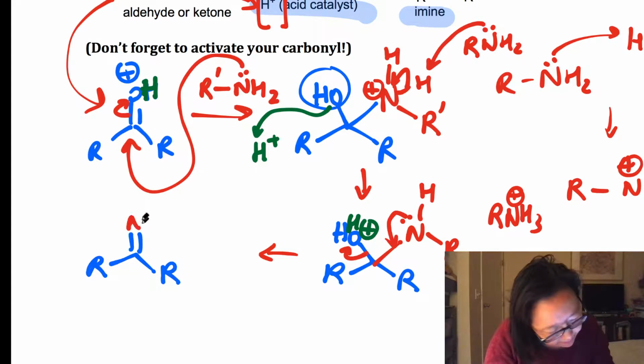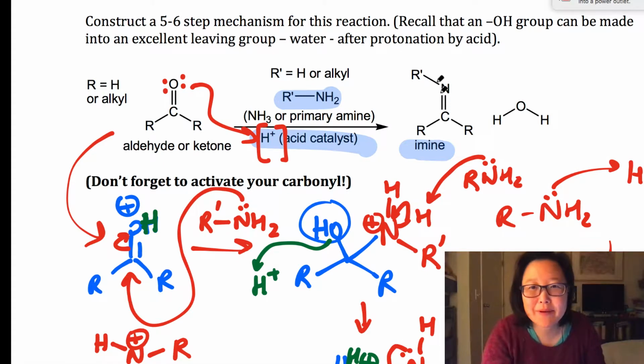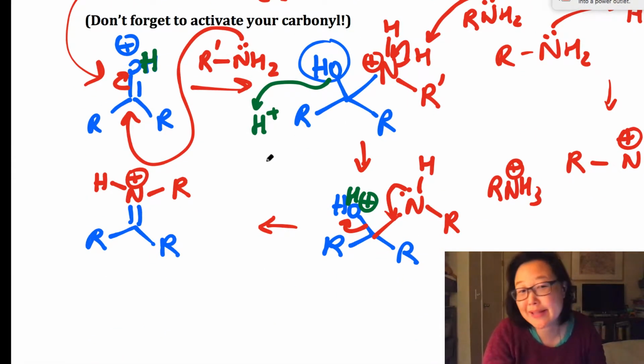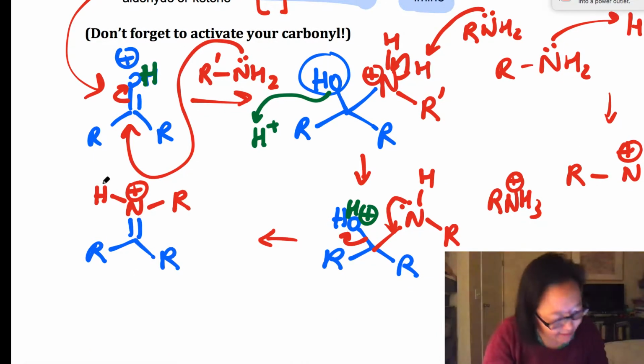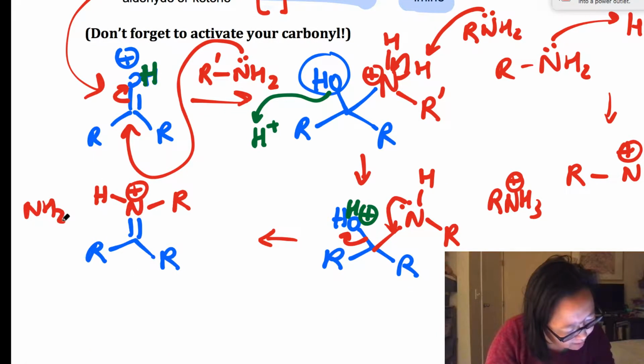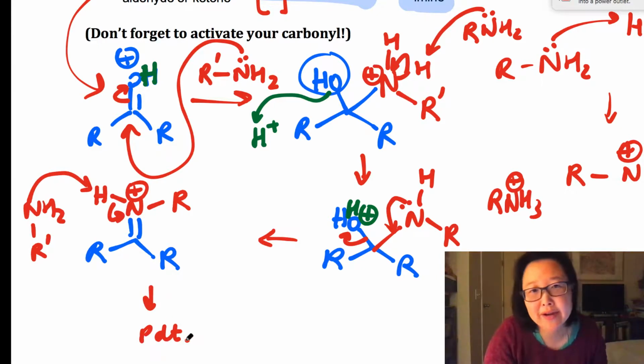Okay, so now I've got my double bonded nitrogen carbon, which is the imine, but it's protonated. So now I want to deprotonate this to get to my product. So what will I do here? I'll just use another amine and I'll deprotonate this. So an NH2R group grabs here, deprotonates, and then I get my product, which go ahead and write it out.